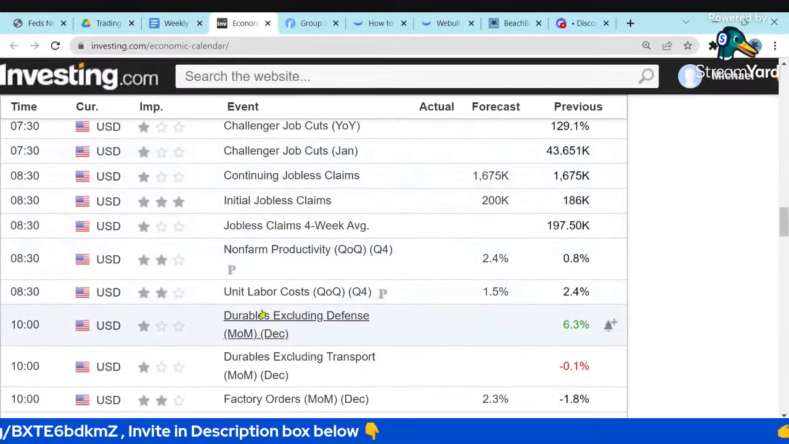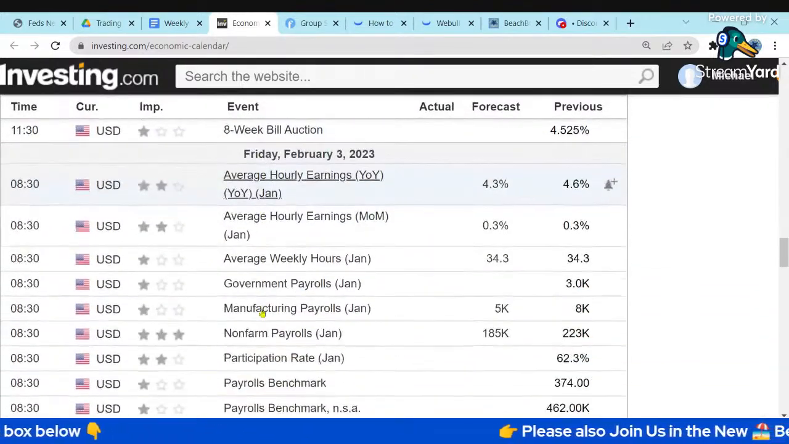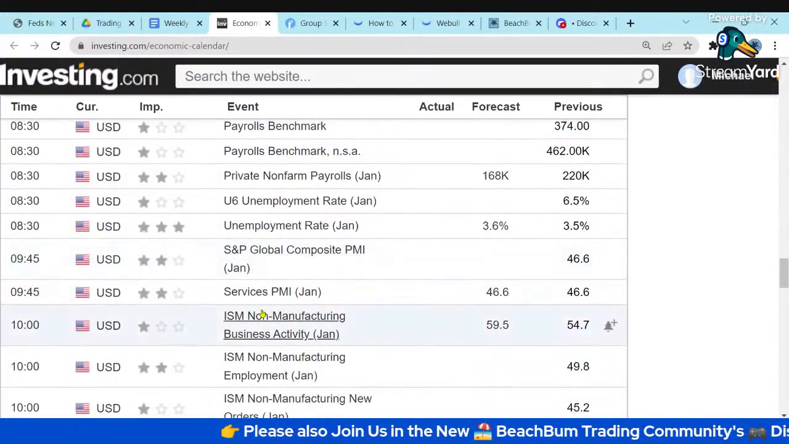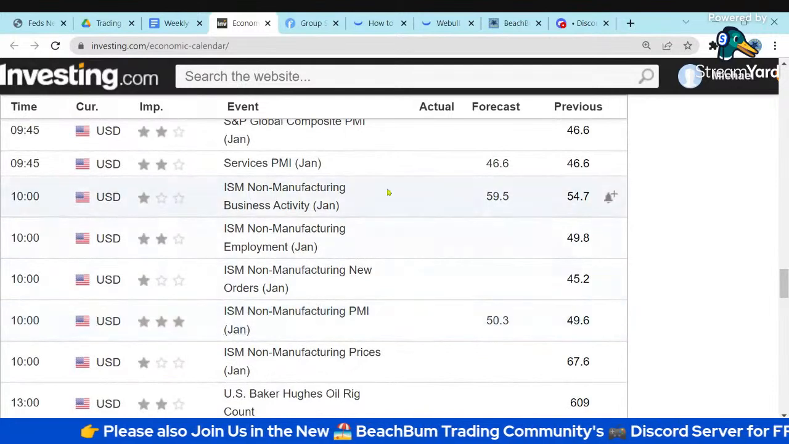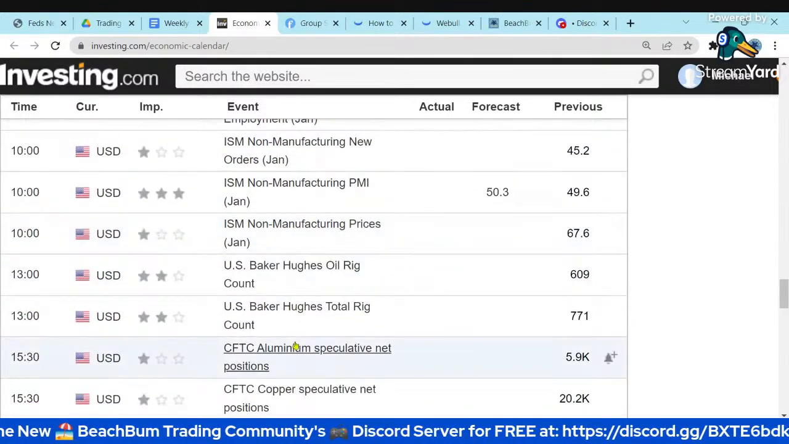And we get jobless claims data, non-farm payrolls, productivity, typical oil, natural gas data, not a whole lot. Again, the major event's going to be the Fed's interest rate decision. We get ISM, et cetera, for January.